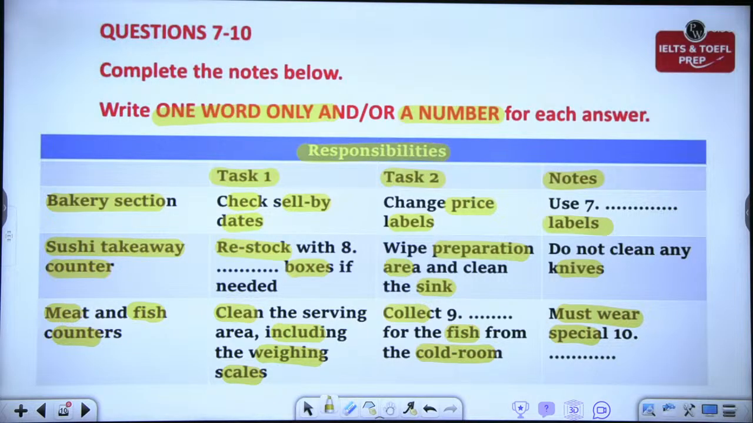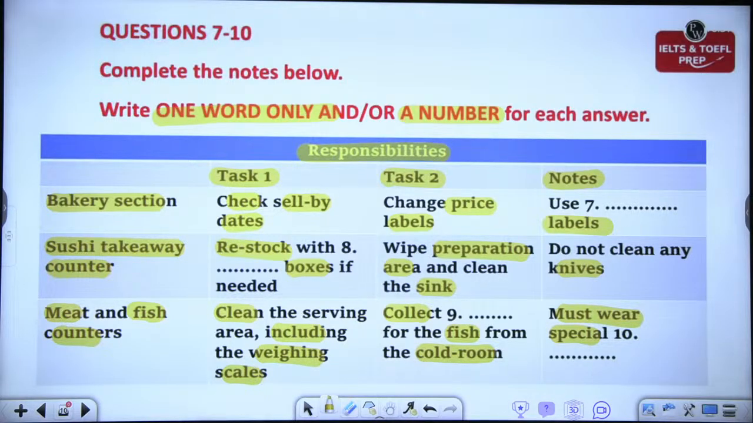So, Charlotte, your tasks today are in the bakery section, on the sushi counter, and on the meat and fish counters. The first job is to check sell-by dates on the bread and cakes. If any of the dates are today's, put a new price label on the packaging. What if any of the labels are yesterday's dates or older? Do I throw those items away? Yes, but that shouldn't happen. We check the stock every day. When something needs a new price label, put a yellow one on the package, next to the original price.